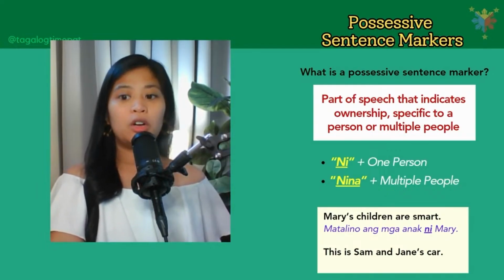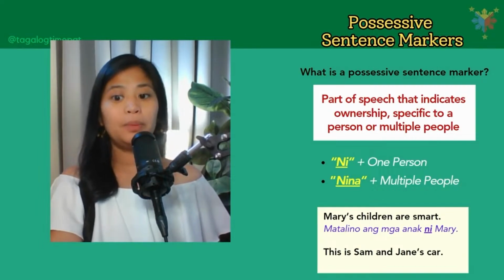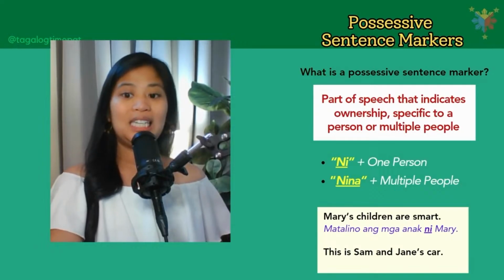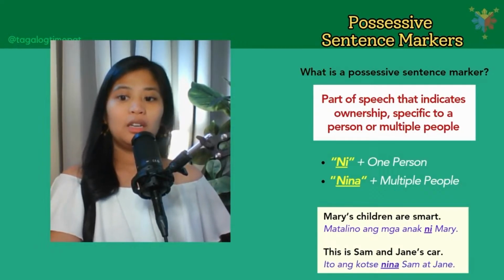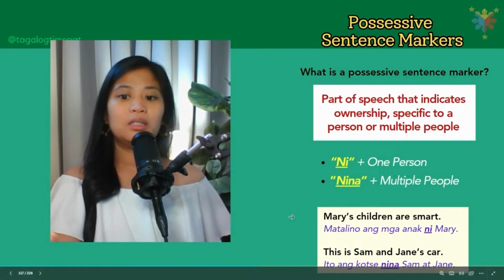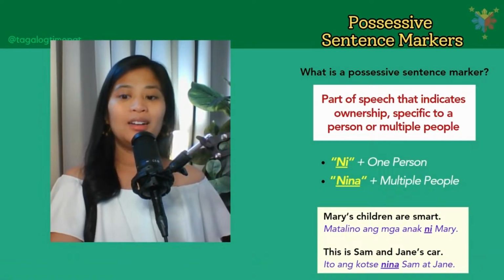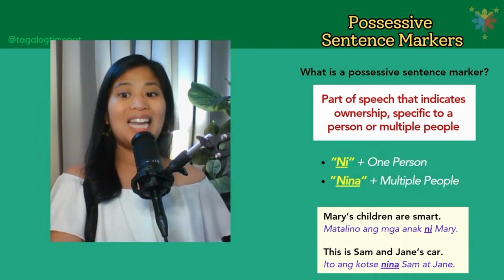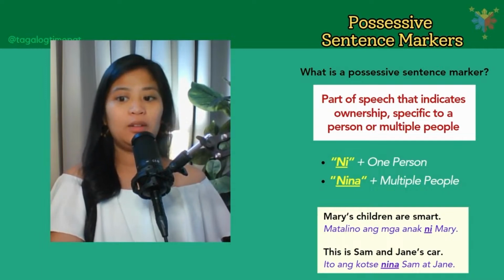Mary's children are smart. Now, if we're talking about multiple people, like this is Sam and Jane's car, then you would have to use the word nina. Ito ang kotse nina Sam at Jane. So it's still that same sentence structure. Ito is the demonstrative pronoun, then it's the word ang, then it's the object kotse, and now instead of a pronoun, we're using someone's name, but then we have to use this possessive sentence marker nina because it's multiple people. So ito ang kotse nina Sam at Jane. This is Sam and Jane's car.